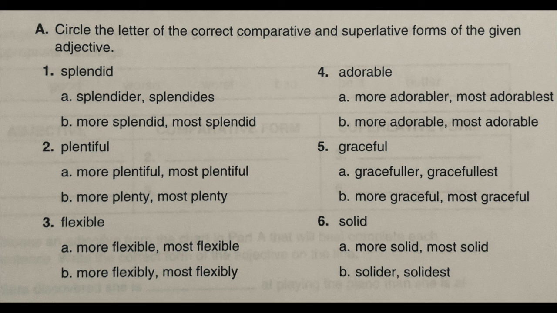All right, so A, splendider for the comparative form, splendidest. Do you see the mistake? There's no EST, it's just ES for the superlative form, or B, more splendid or most splendid. So which of those would you choose? They're both showing comparative and superlative forms, but what's the rule? Remember rule number 1, for most adjectives of 2 or more syllables, we add the words more or most. Splendid has how many syllables? 2. So because of that, we'll say more or most splendid. So you would circle the letter B.